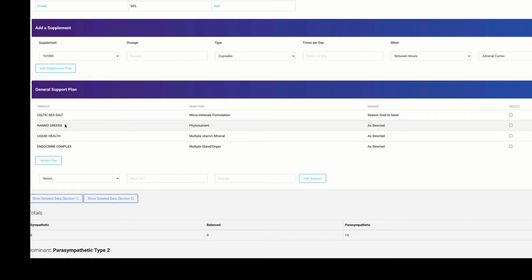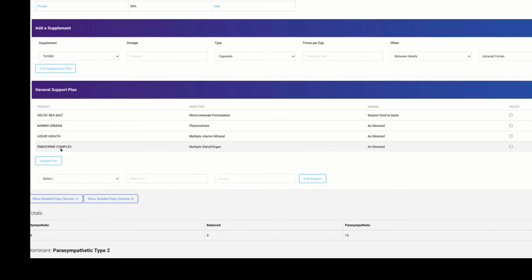We do nanogreens, which will give you all your phytonutrients. It basically contains about 75 different vegetables, fruits, and herbs in it, so it's going to give you every phytonutrient that you need. You can utilize Liquid Health or another multi-mineral, which basically helps support just the vitamins and minerals. And endocrine complex, which is a multi-glandular, multi-organ support for a lot of your organs and glands as well.